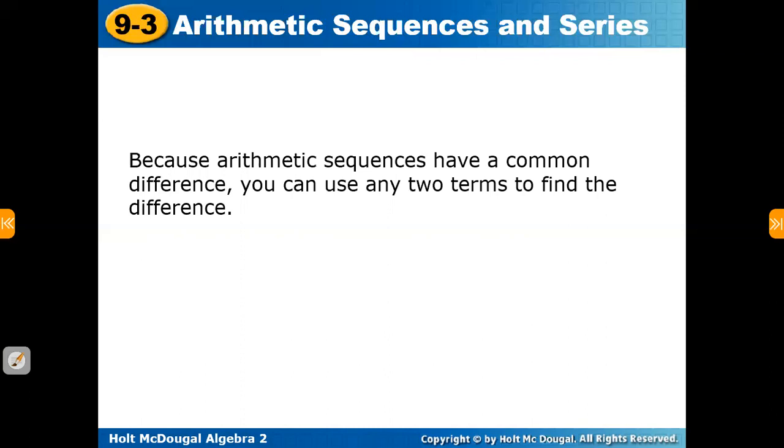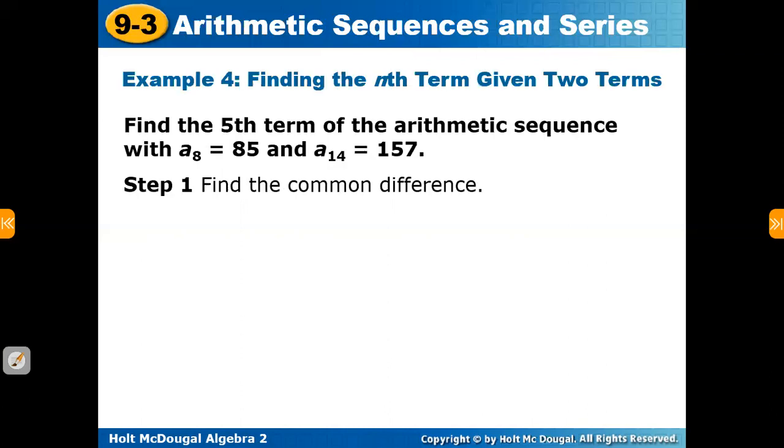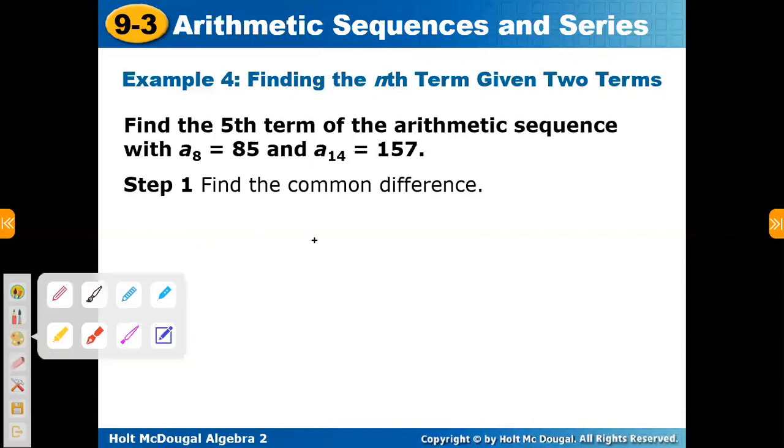Because arithmetic sequences have a common difference, you can use any two terms to find the difference. What does it mean? If I know any two terms of the sequence, I can use them to find the common difference. How do I do it? Let's say A8 is 85 and A14 is 157.